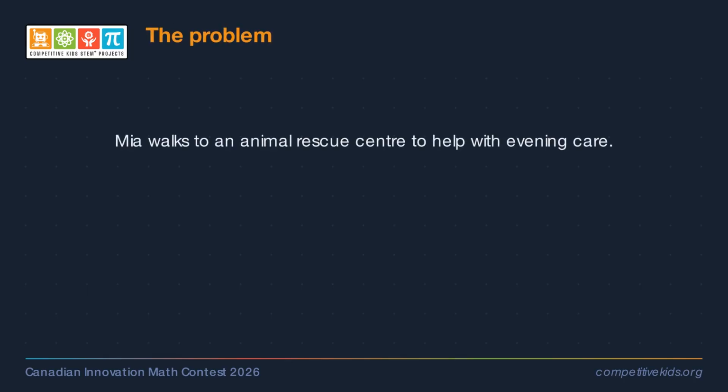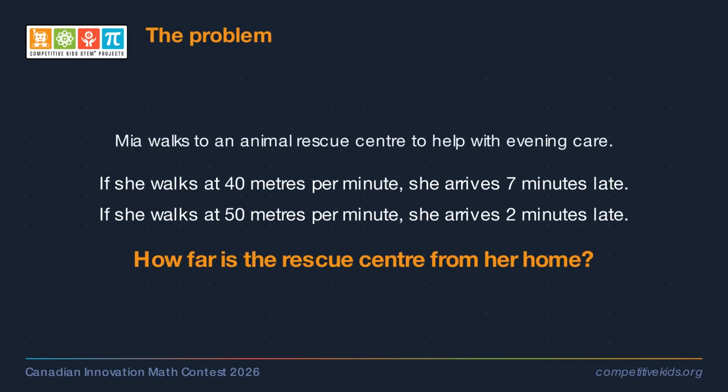Mia walks to an animal rescue center to help with evening care. If she walks at 40 meters per minute, she arrives 7 minutes late. If she walks at 50 meters per minute, she arrives 2 minutes late. How far is the rescue center from her home?